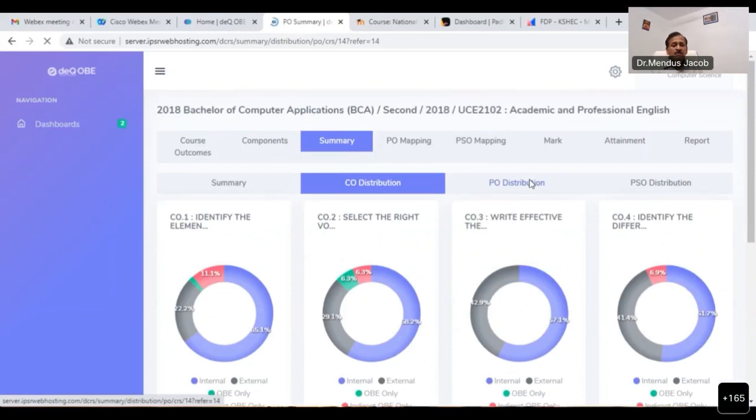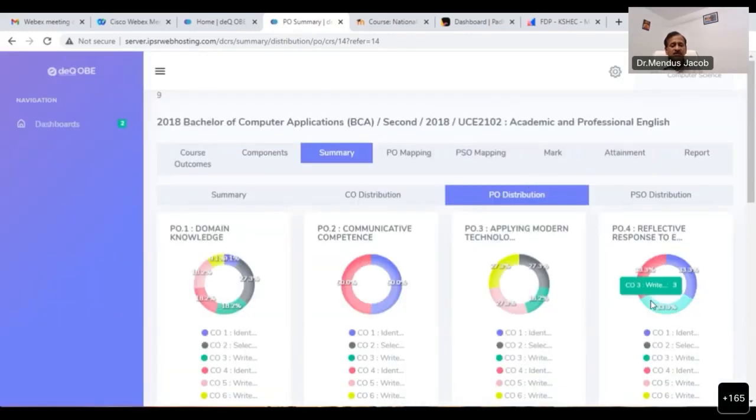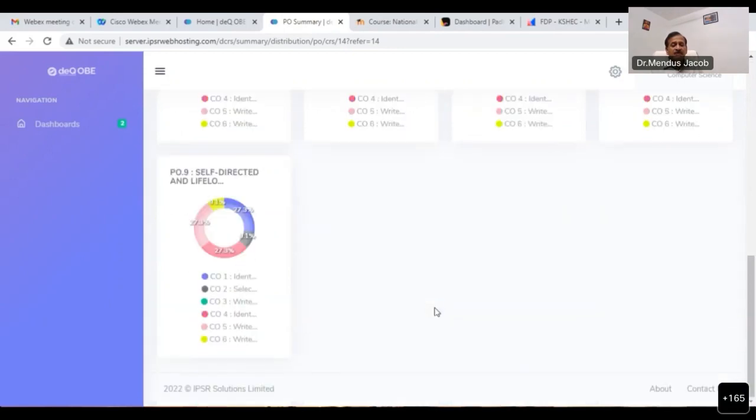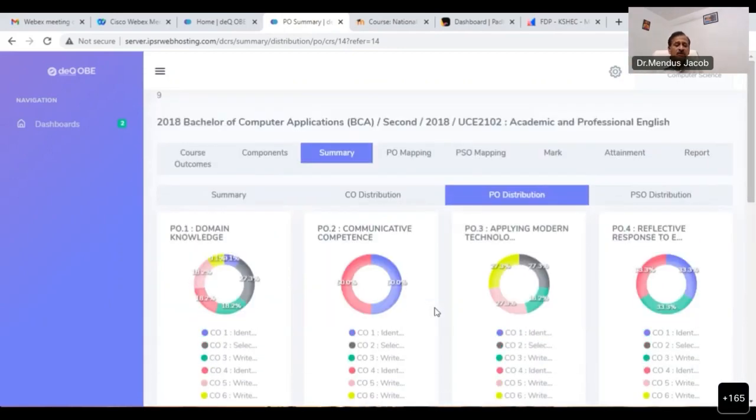Then how the PO distribution is done. Already we have mapped everything, so we check whether each and every PO is properly represented by COs. For example, communicative competence: only 2 COs are mapped to communicative competence. So if required, you can add more activities, or we can plan an add-on course or a value-added course to improve that graduate attribute. You can do it and map it there.